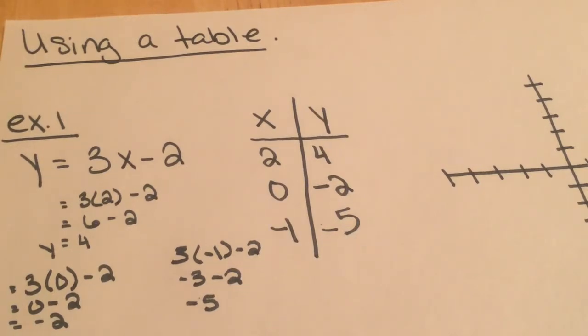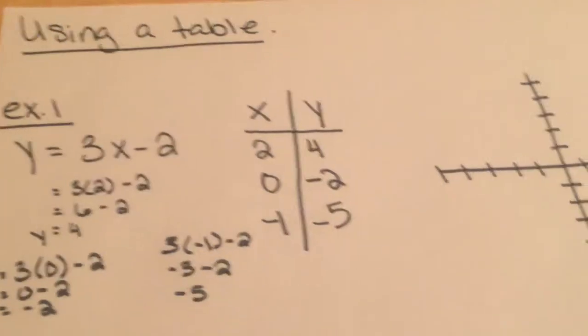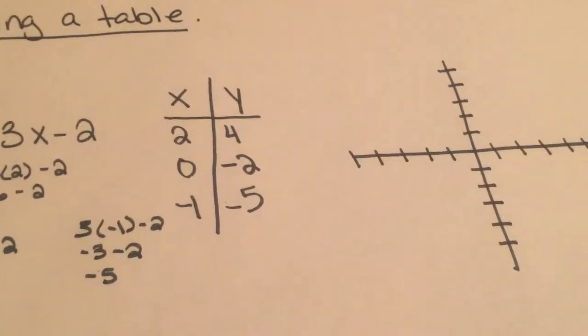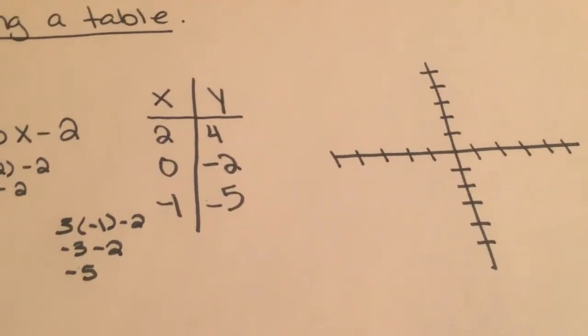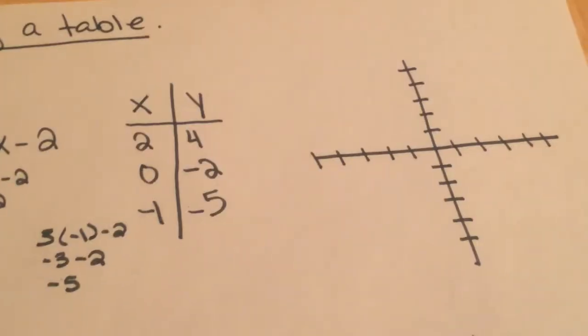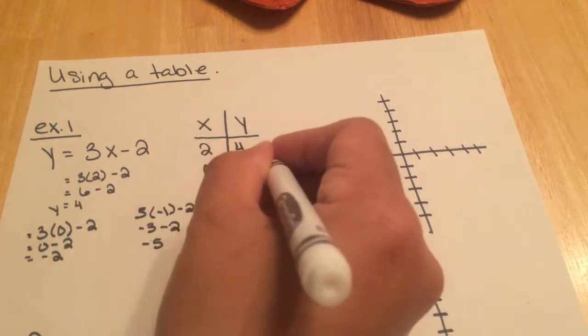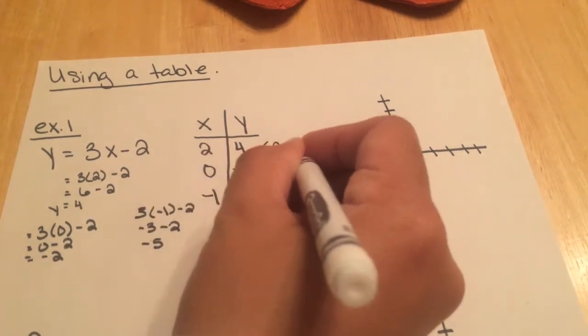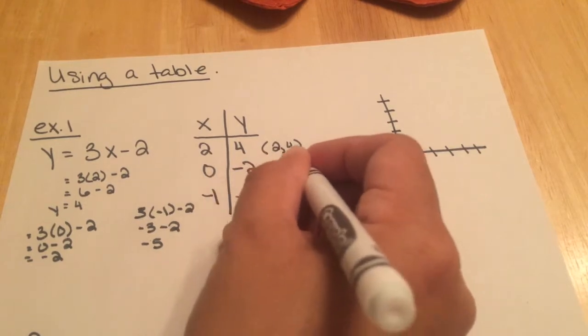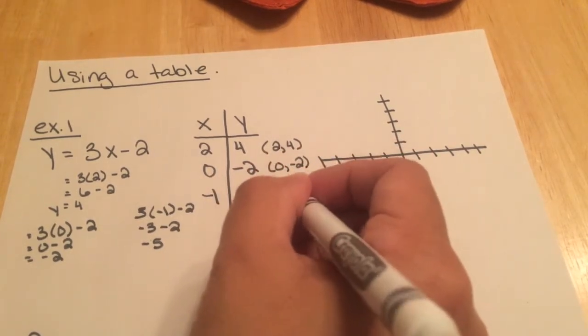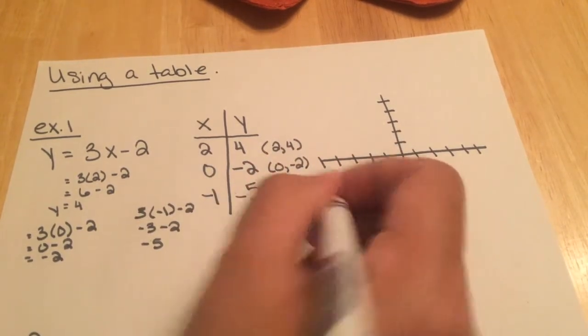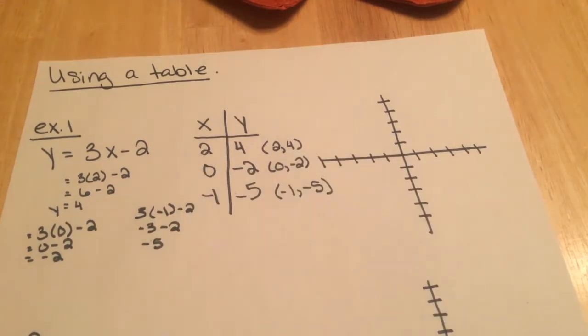So now we're going to graph. In one of our other videos, we learned how to graph by plotting points. We noticed that these aren't really in coordinates yet, but if we wanted to, we could make these ordered pairs: 2, 4; 0, negative 2; and negative 1, negative 5. Okay, so now I'm going to go ahead and plot those points.